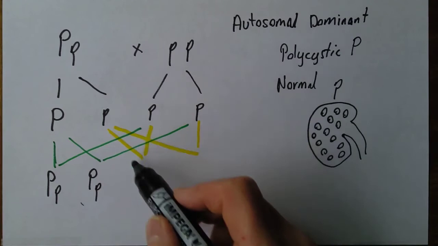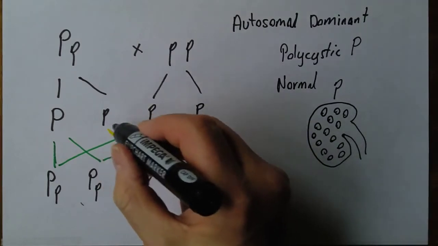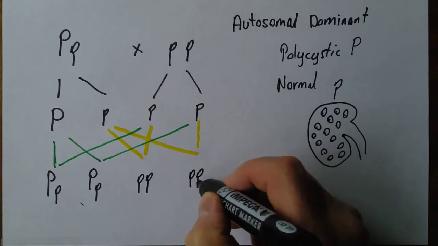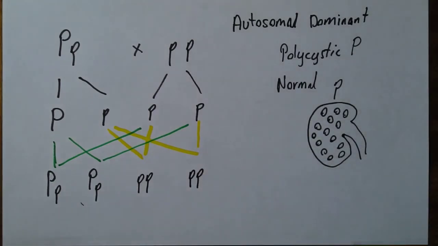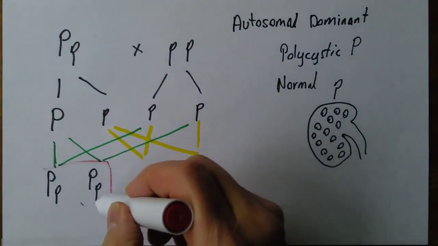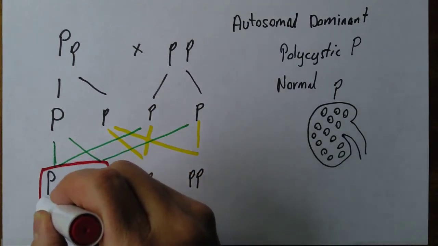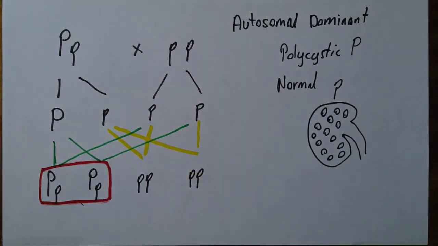But here we have a small p and a small p, giving us two small p's. And it's the same there, two small p's. So what this means is 50% of the potential children will be sufferers from polycystic kidney disease. 50% will be normal.